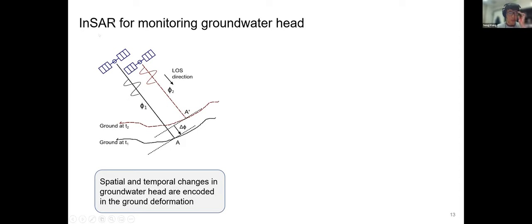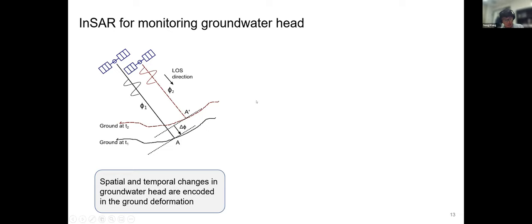Here's a simple diagram explaining the InSAR technique. Here's our satellite. It sends an electromagnetic pulse, which is relatively high frequency, and it hits the ground and comes back. So you can measure the phase difference of this pulse and determine the elevation of the ground. You can come back to the same location and send the pulse again, measure another phase, and this phase difference gives you information about how much surface deformation occurred throughout this time period. That's basically the InSAR data.